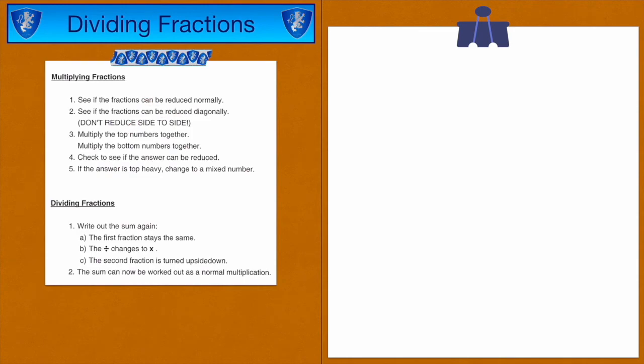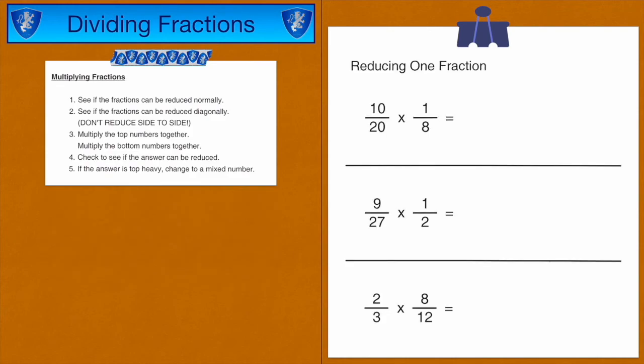Because you need to be able to multiply fractions before you can divide them. And we did multiplying fractions last week, so let's just have a look. So the first thing you should do is have a look at your fractions and see if there's anything you can reduce. Now it's saying here reduce one fraction.